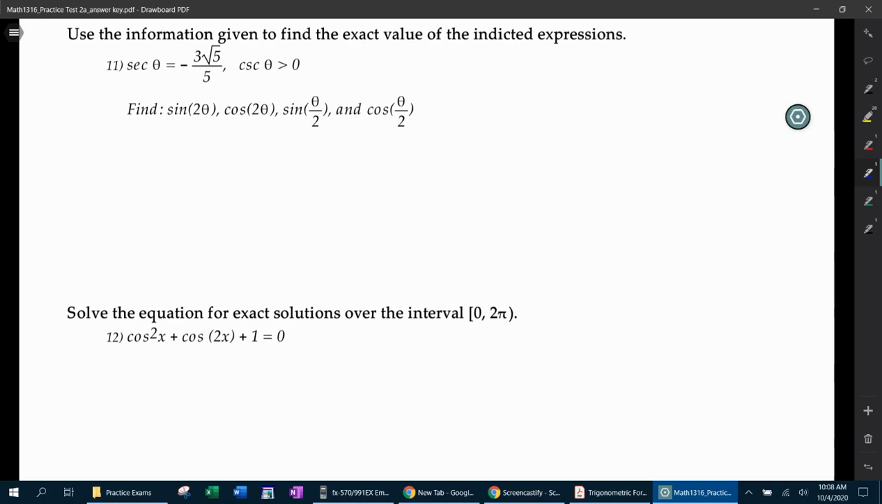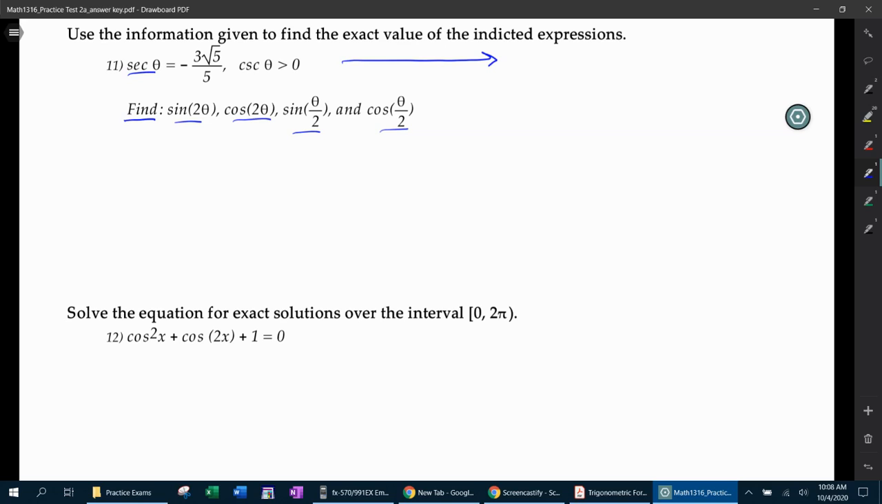Next, use the information given to find the exact value of the indicated expression. Here, look what it says to find. Sine of 2 theta, cosine 2 theta, sine of theta over 2, cosine theta over 2. And we're given that secant is negative 3 square root of 5 over 5.